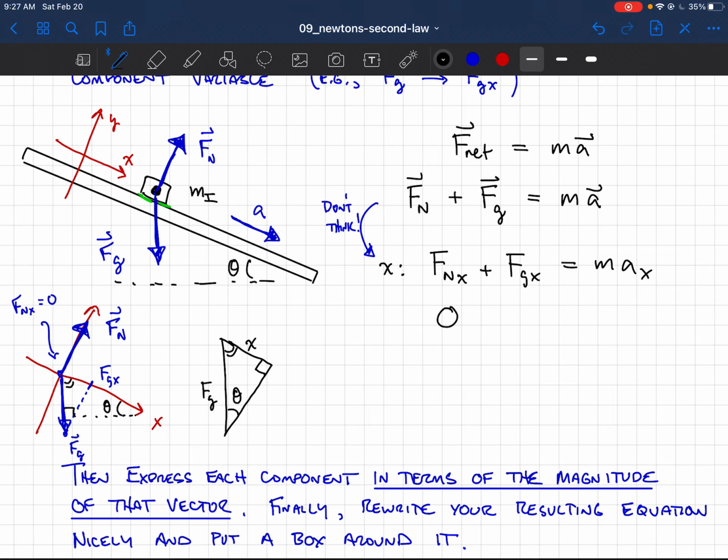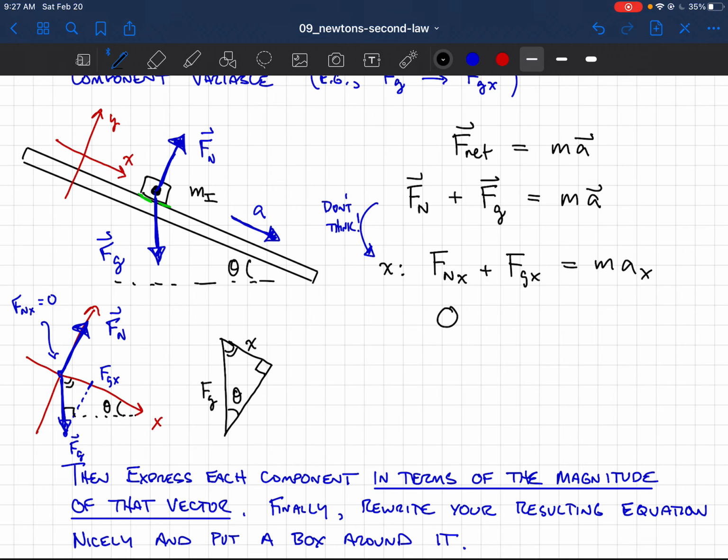So after all that, we found that Fgx can be replaced with Fg sine theta. Okay, now we're not done. The equation continues past the equal sign, so I have an m, that's not a vector, so I just write it down, and then I have ax.